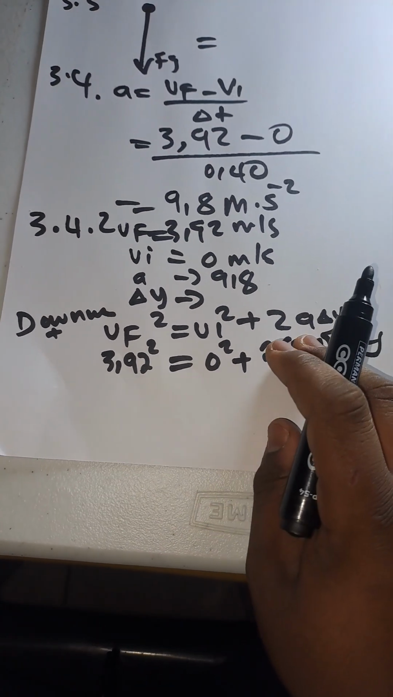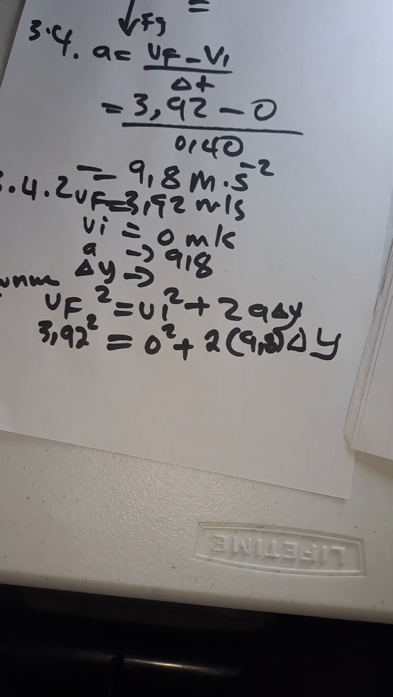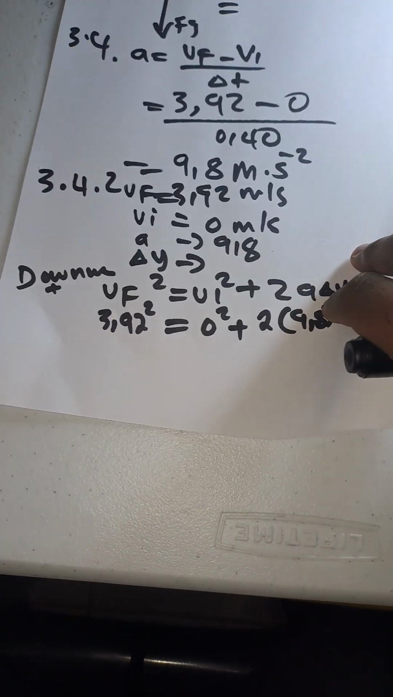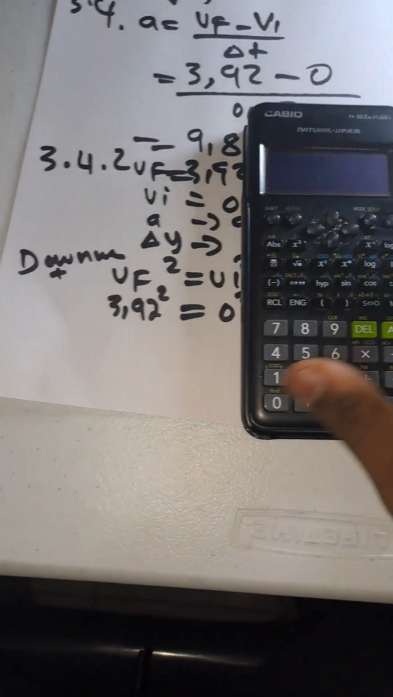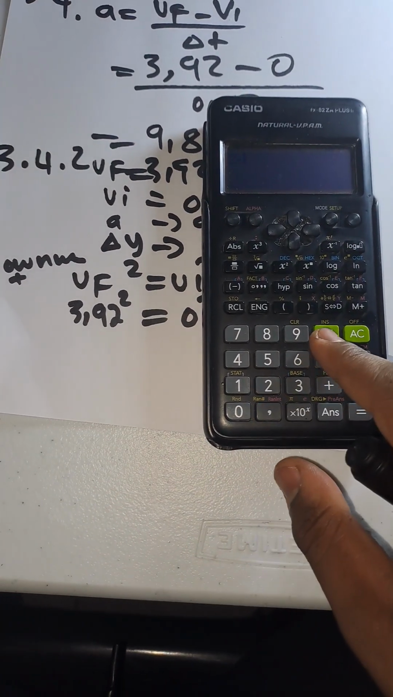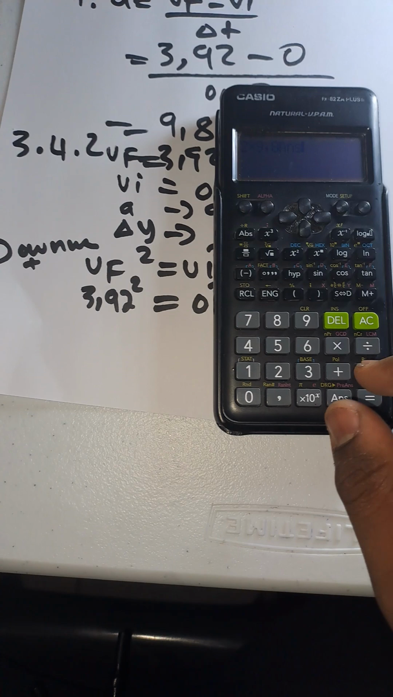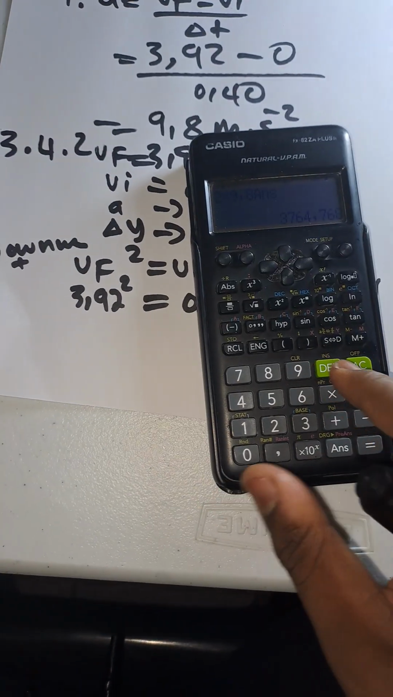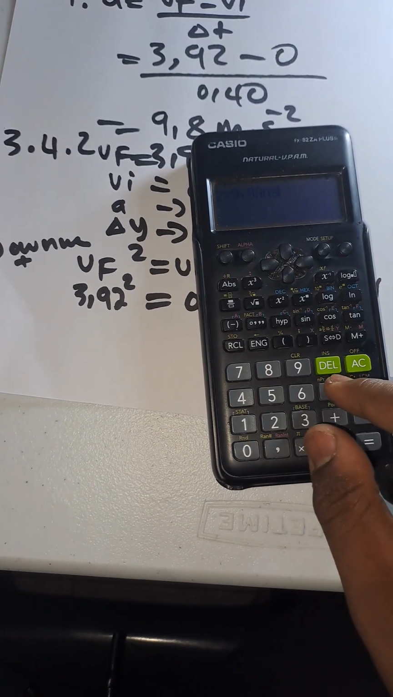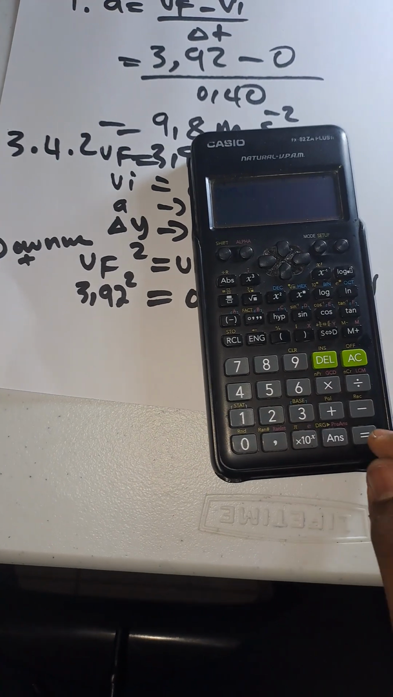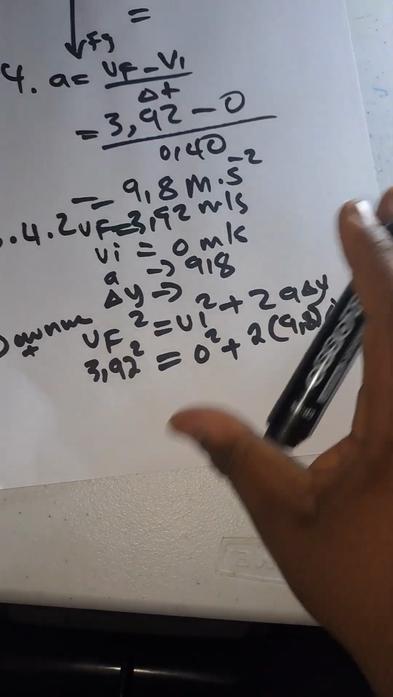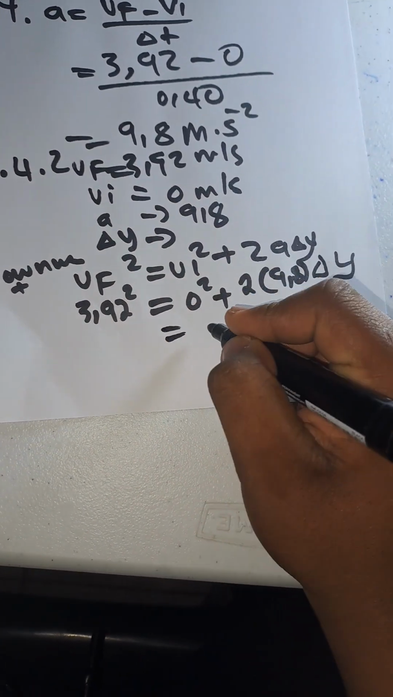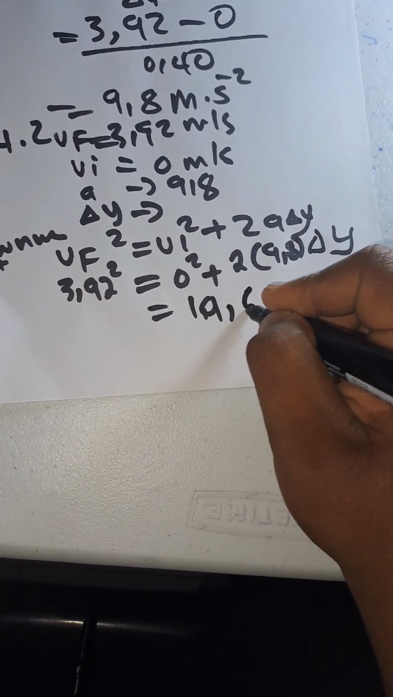And then what is 2 times 9.8? Let's take out our calculator. It's very, very important, the calculator there. We need it. 2 times 9.8 is what? 19.6. So this zero already, it's out. So we have 19.6 delta y.